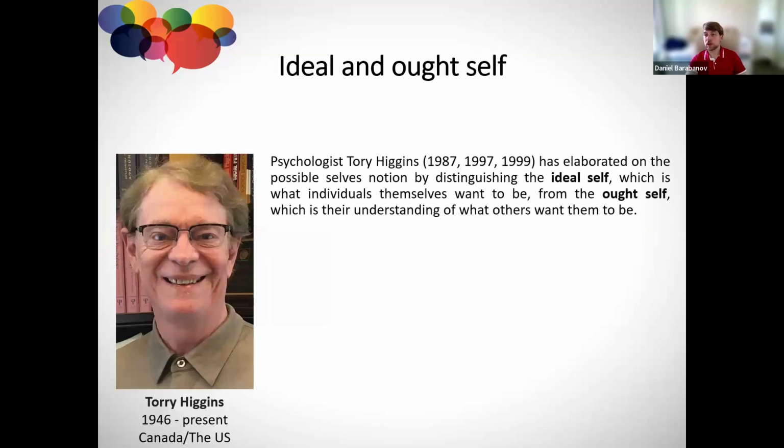Speaking about self-concept in general and self-concept in adults, there is a difference between ideal and ought self. This division was described by psychologist Tory Higgins in the 80s and late 90s. He introduced a division between ideal self, which is what you want to be, and ought self, your understanding of what other people want you to be, right? And it's often different, right?